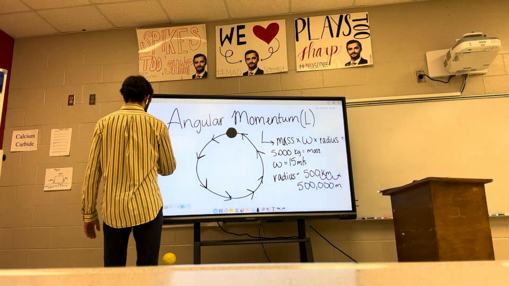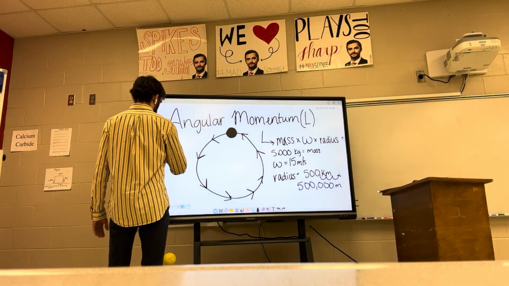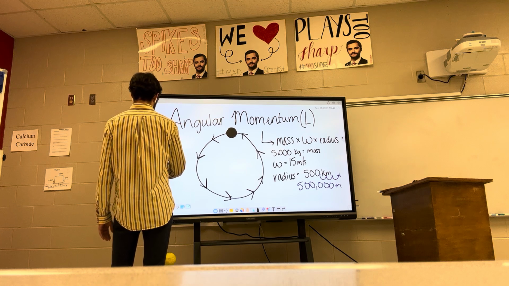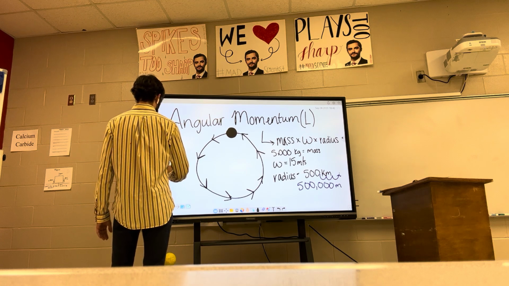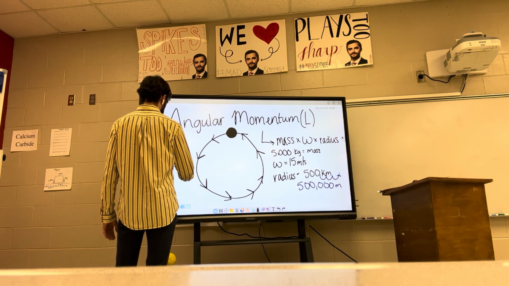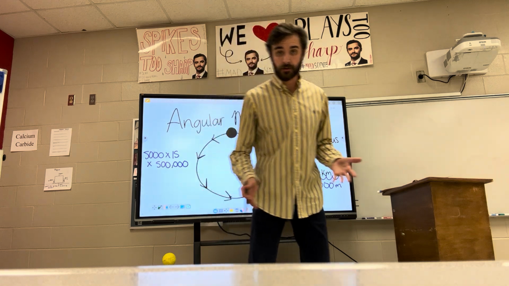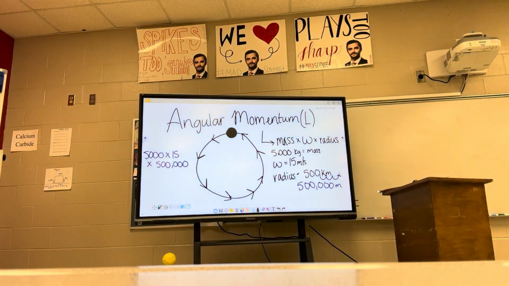Okay, so we're going to plug that in. That would be 5,000 multiplied by 15 multiplied by 500,000. Okay? And obviously when we do this, it's going to be a large number. Let me go ahead and calculate that.